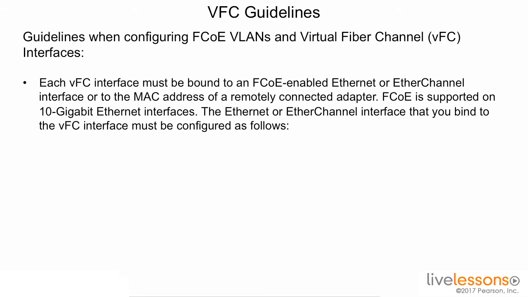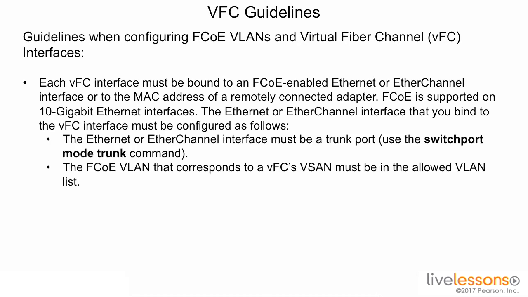For instance, each VFC must be bound to a fiber channel enabled Ethernet or EtherChannel interface or a MAC address of a remotely connected adapter. FCoE is only supported on 10 gig interfaces, and the interface that you bind the VFC to must be configured as follows. It must be a trunk port, and the FCoE VLAN that corresponds to the virtual fiber channel interface must be allowed on that VLAN list.